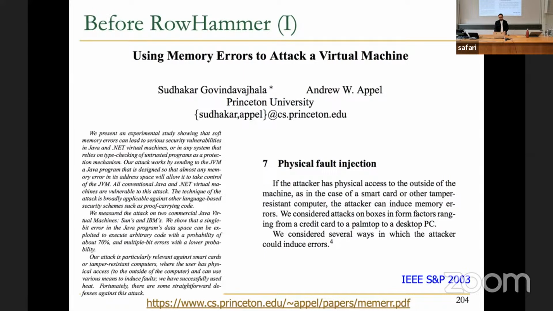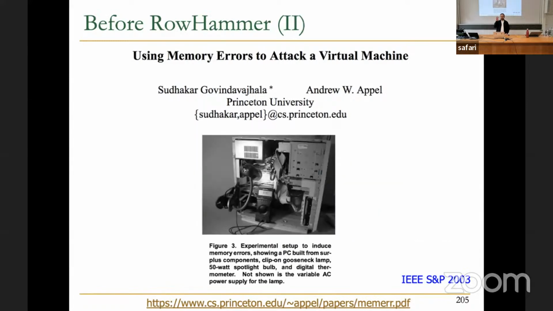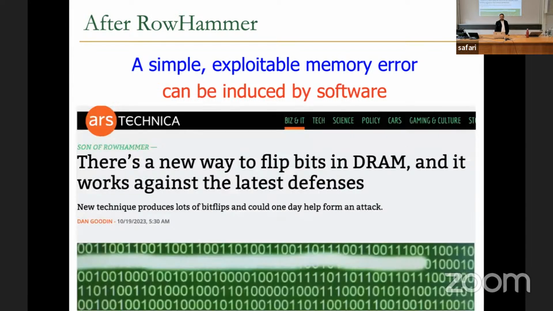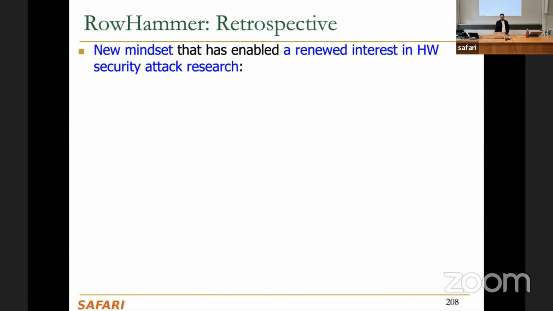And yeah, so this is not something new. Last thing, I promise. Before RowHammer as well, we had some attacks. Basically, you put a light bulb next to the memory, it heats up the memory, and then you have a lot of data retention errors, and you can attack systems like this. So this is a paper that was published in Security and Privacy in 2003. And with RowHammer, such attacks are much simpler, much more exploitable, and they can be induced by the software. So there are a lot of news articles as well about that.